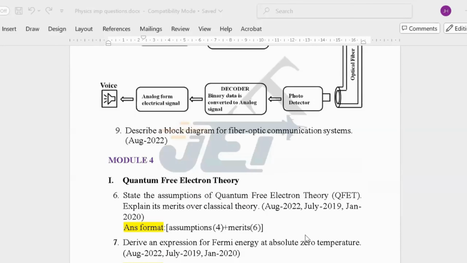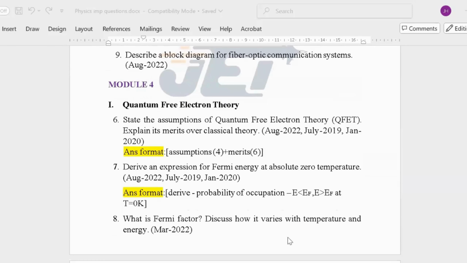Now moving to module 4, quantum free electron theory. Now state the assumptions for quantum free electron theory, explain its merits over classical theory. Okay, assumptions and merits. 4 points for assumption and 6 points for merit. Based on the marks, you can write accordingly, right?